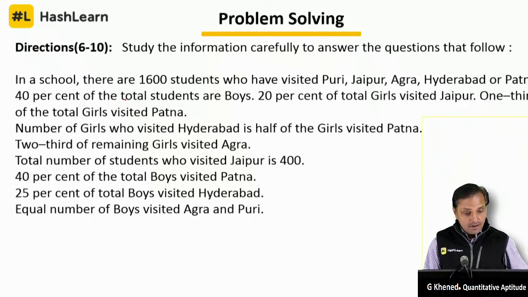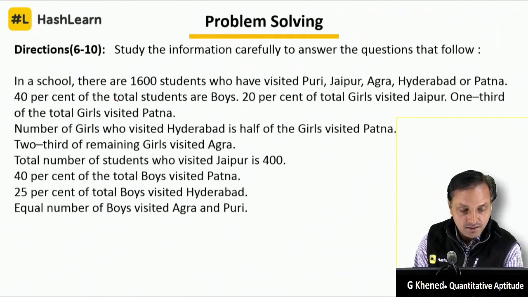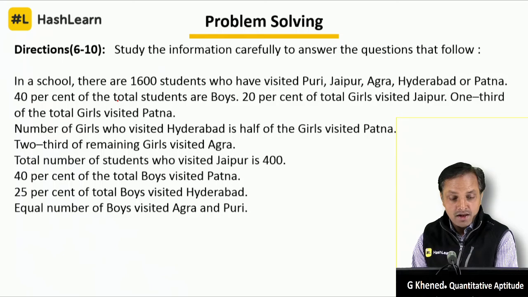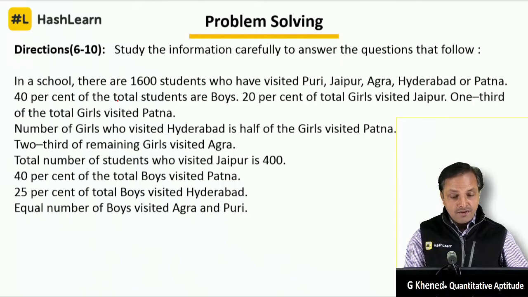So here is the problem. In a school there are 1600 students who have visited Puri, Jaipur, Agra, Hyderabad or Patna. 40% of the total students are boys. 20% of the total girls visited Puri, 1/3 of the girls visited Patna. Then the number of girls who visited Hyderabad is half of the girls who visited Patna, and 2/3 of the remaining girls visited Agra. The total number of students who visited Jaipur.